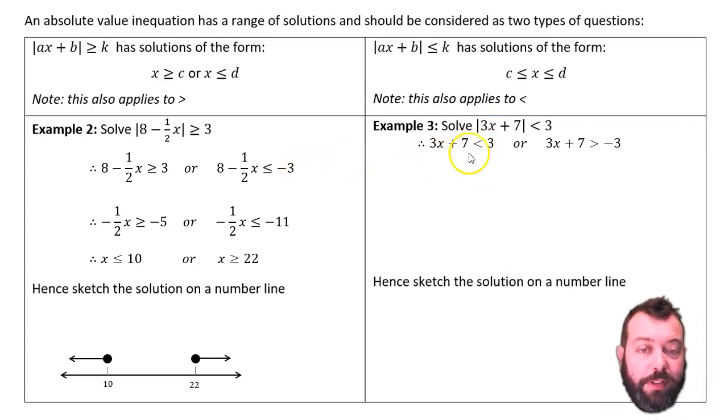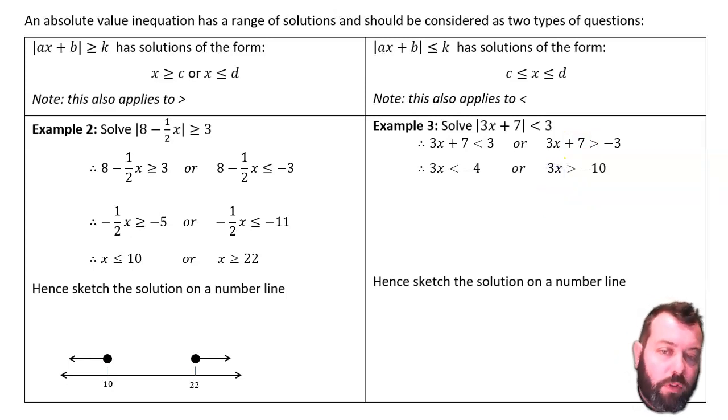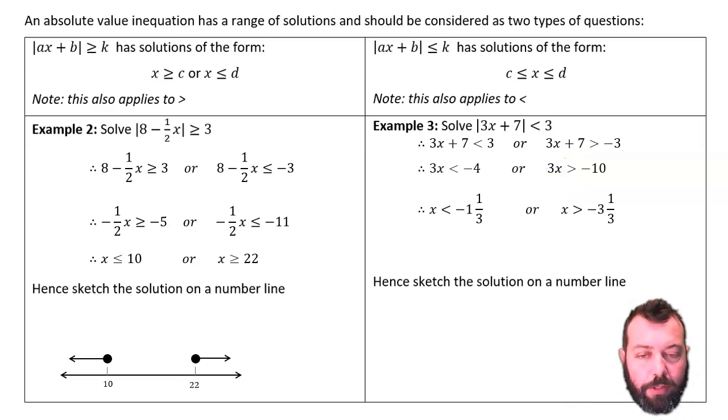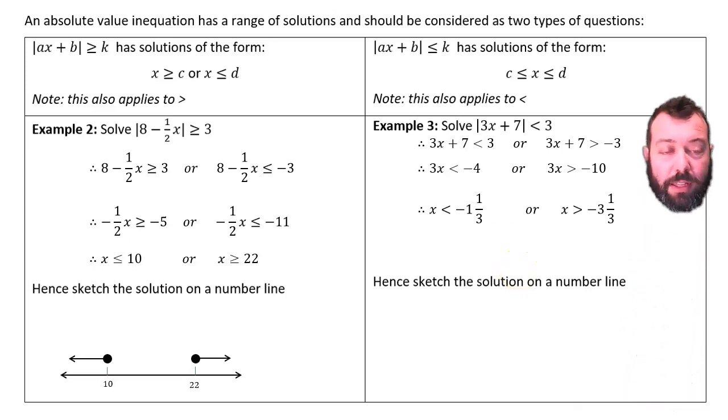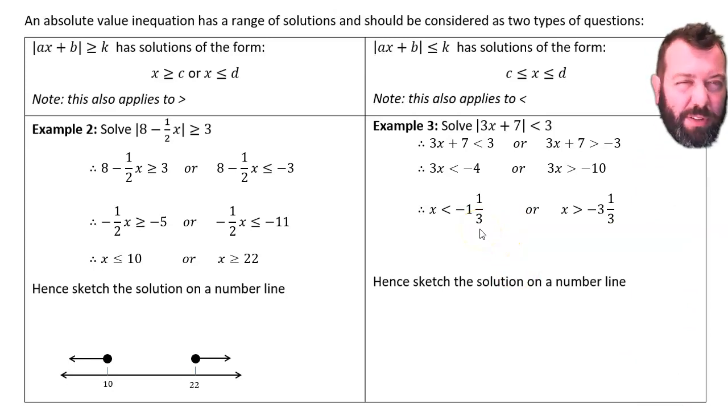Okay, so 3x plus 7 is less than 3, or 3x plus 7 is, change the direction, greater than negative 3. Subtract 7 from both sides, divide both sides by 3, and I find that x is less than negative 1 1/3, or greater than negative 3 1/3. Now, the reason I've used these mixed numbers that we don't use terribly often in maths anymore is because when we're graphing things on a number line, improper fractions require a little bit more thinking.